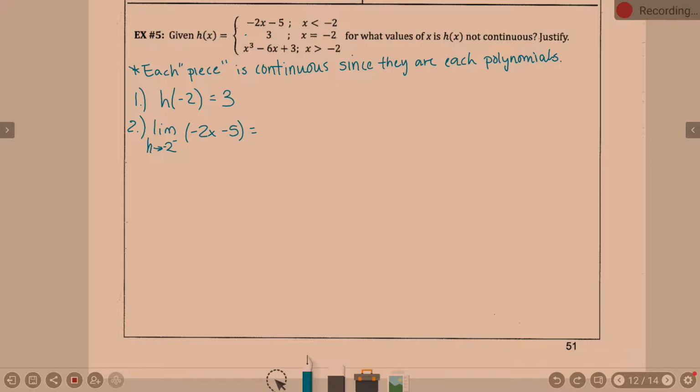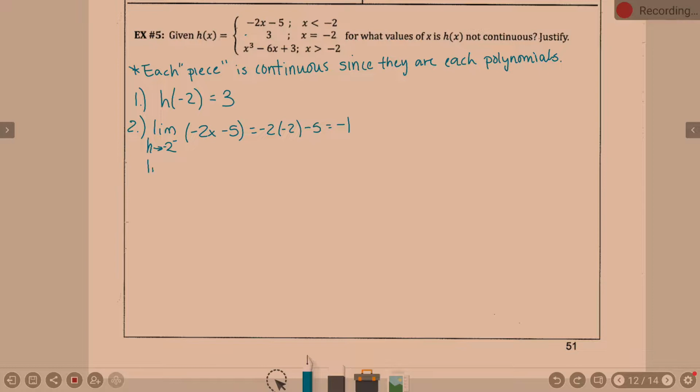As h approaches -2 from the left, that is the 2x minus 5, which equals -1. Did I do my math right? Okay. Well, right there we already have an issue, don't we? I mean, in our brains, we're stopping there.